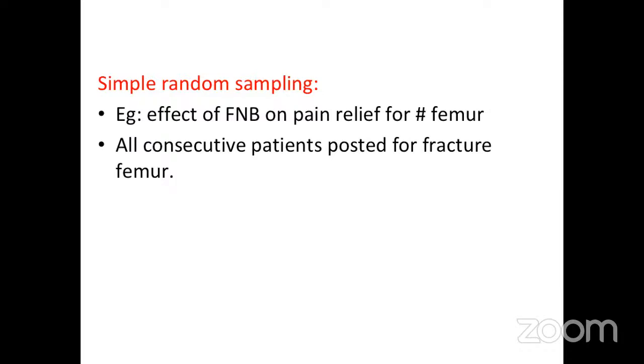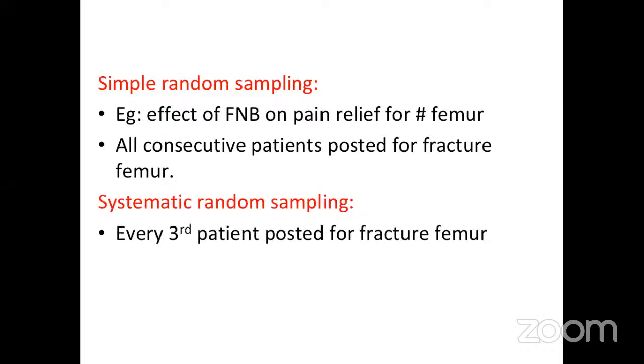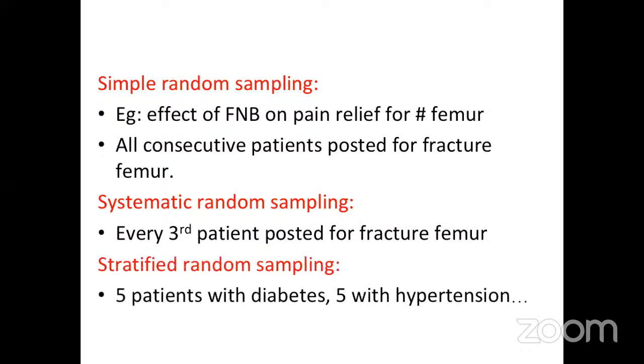Let us say there is an effect of femoral nerve block on pain relief for fractured femur. Random sampling says that all consecutive patients posted for a fractured femur under subarachnoid block can be used as a sample for your study. This is explained by simple random sampling. At the same time, if you select every third patient who is posted for fractured femur for your study, this is known as systematic random sampling.